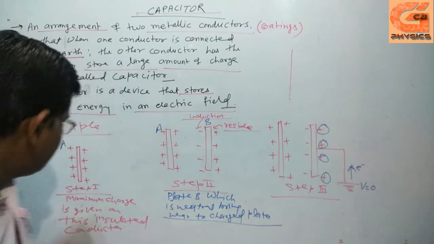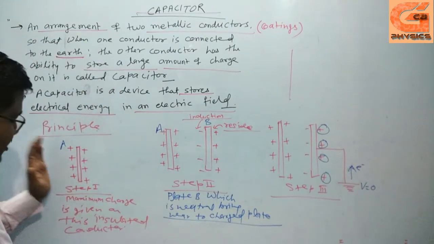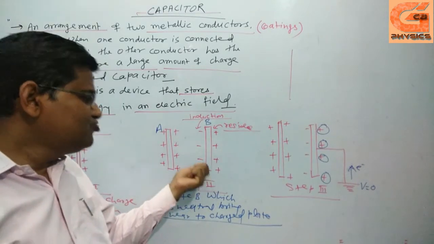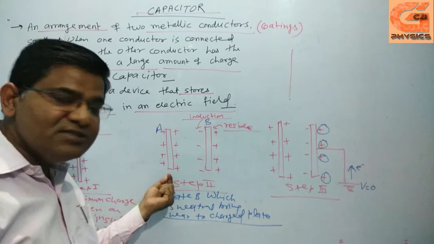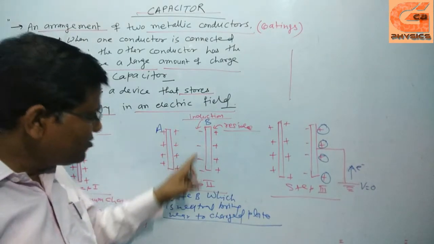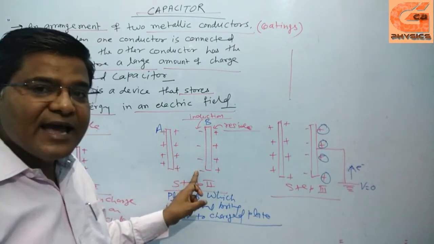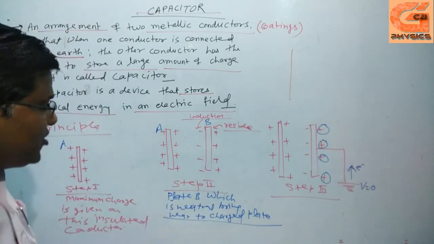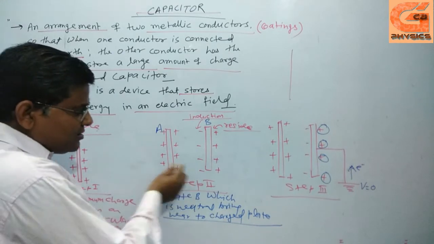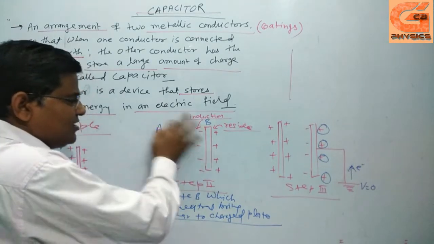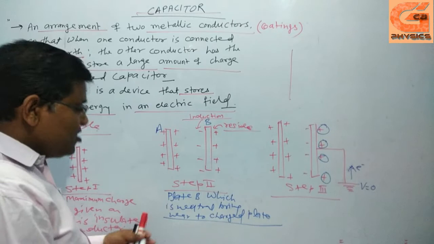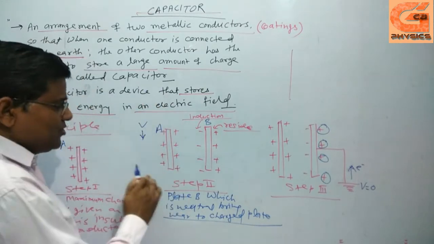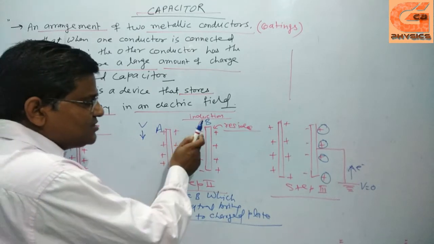Again, once plate A is fully charged. And step 2, bring the neutral body near to the charged plate. Then at one surface, negative charge appears and on the other face, positive charge appears. Due to this result, the potential of plate A goes decreasing. Potential of A goes down. Why?